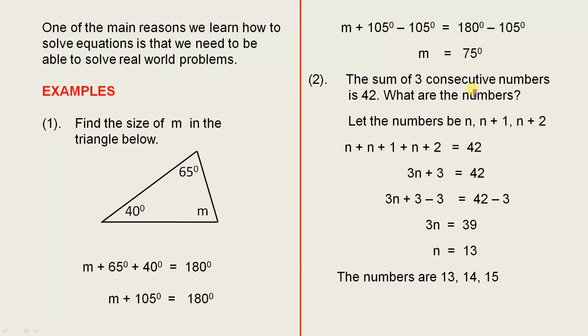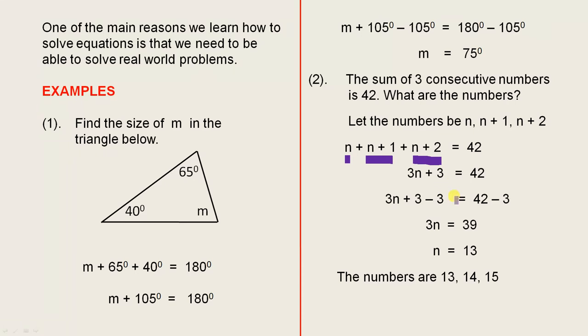The sum of three consecutive numbers is 42. What are the numbers? So if we let the first number be n, then because they're consecutive numbers, the next one is n plus 1, and the next one is n plus 2. So if we add those three up, which it says, the sum of three consecutive numbers, that gives us 42. Collect like terms, 3n plus 3 equals 42.